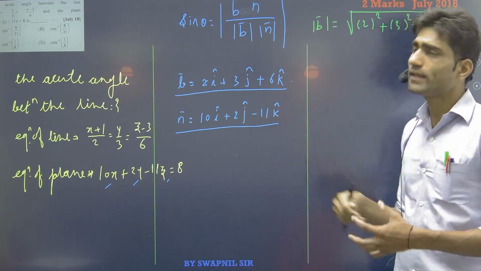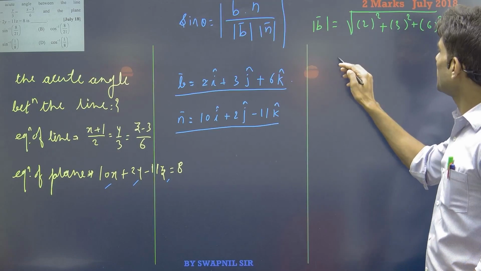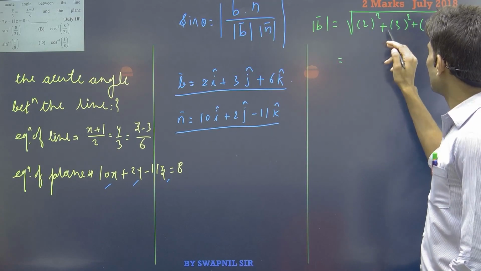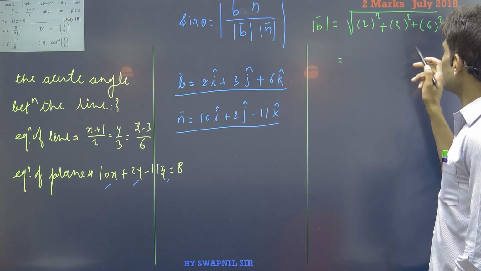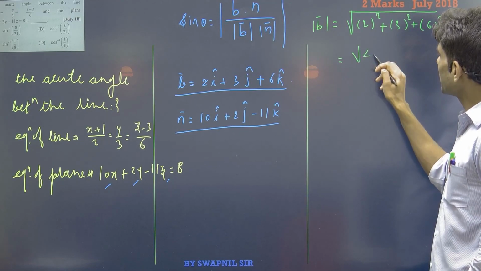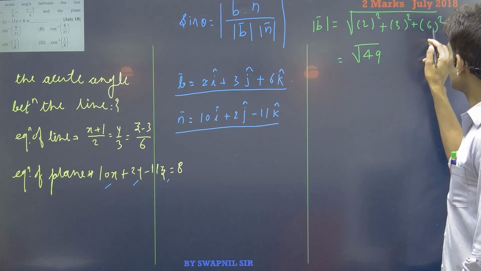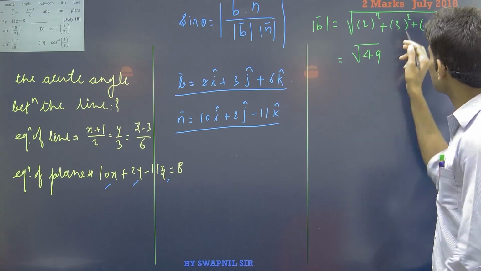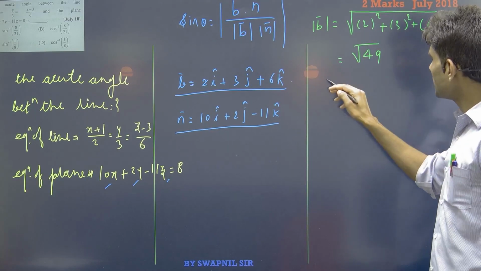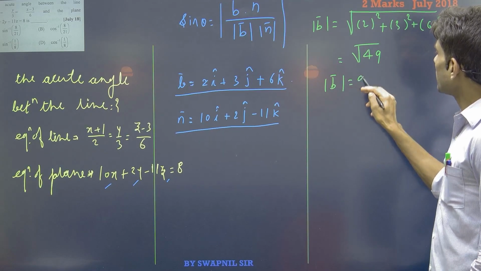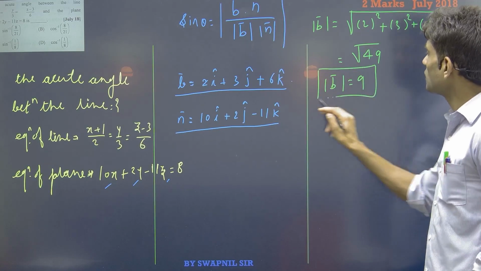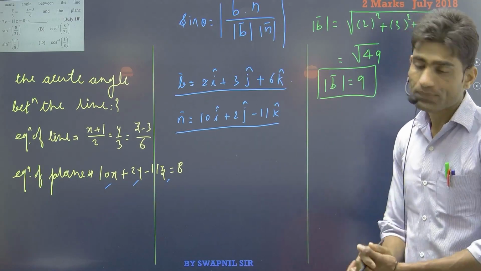Similarly we have to go for the n cap. So the modulus of b bar can be written as 2 square 4, 3 square 9 and 6 square 36, so we get 49 under the square root. So 36 plus 4 is 40, plus 9 is 49, which gives us the modulus of b bar equal to 7. This one is the value for the modulus of b bar we have here.